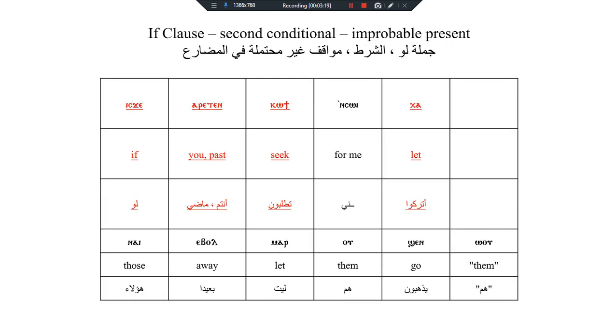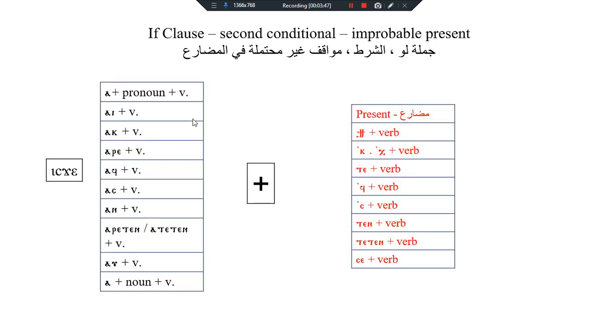We can also use is j with the past. Is j a retain quote in soy ka nai evol maru u shin o. So we can say, if you seek me, let those go away, let them go. We first used is j followed by the pronouns in the past tense, and in the second part of the sentence we used the present tense.